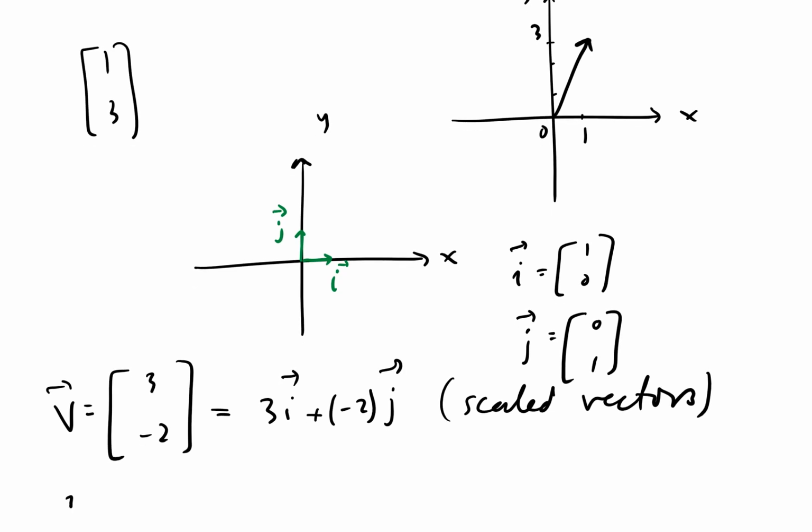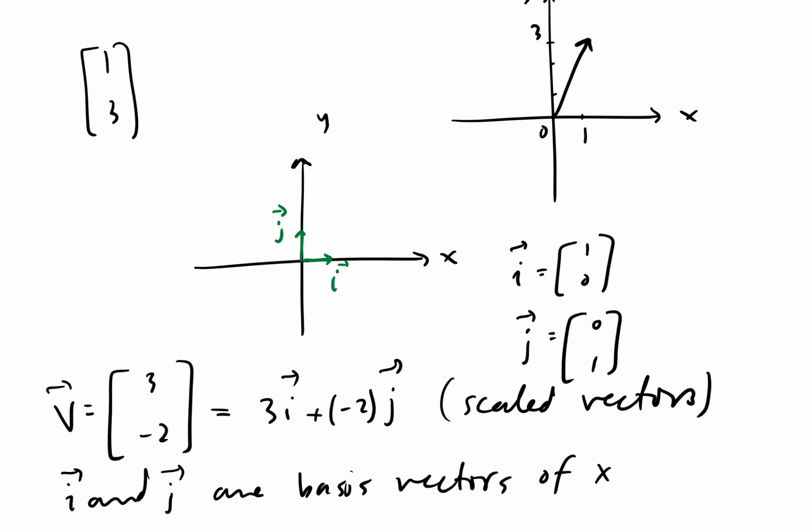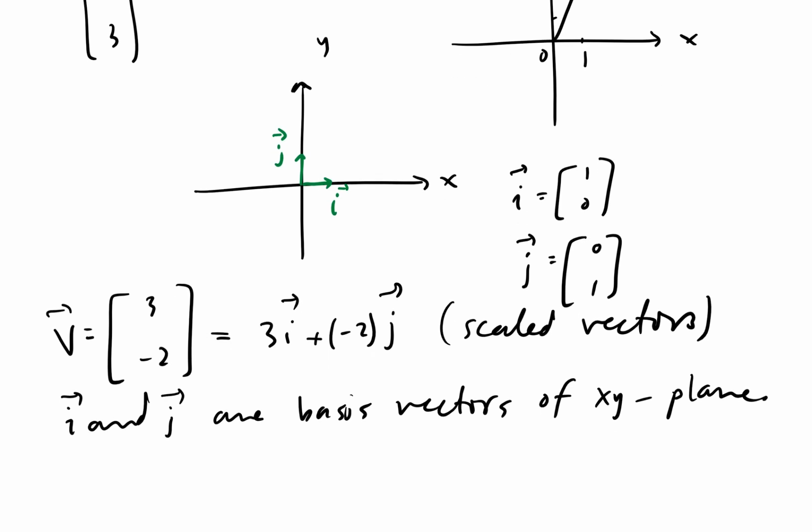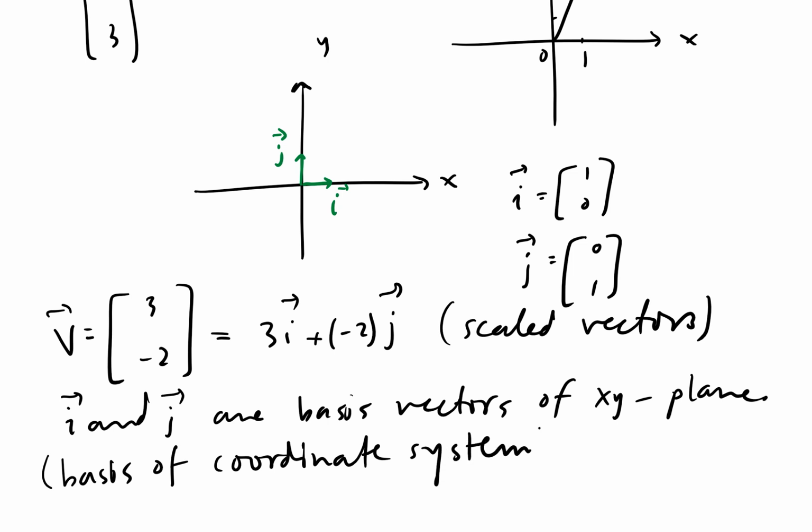Those i and j vectors are the basis vectors of the xy plane. So basically the basis of the coordinate system. So that's just so you know, when you hear the word basis, that's what it means.